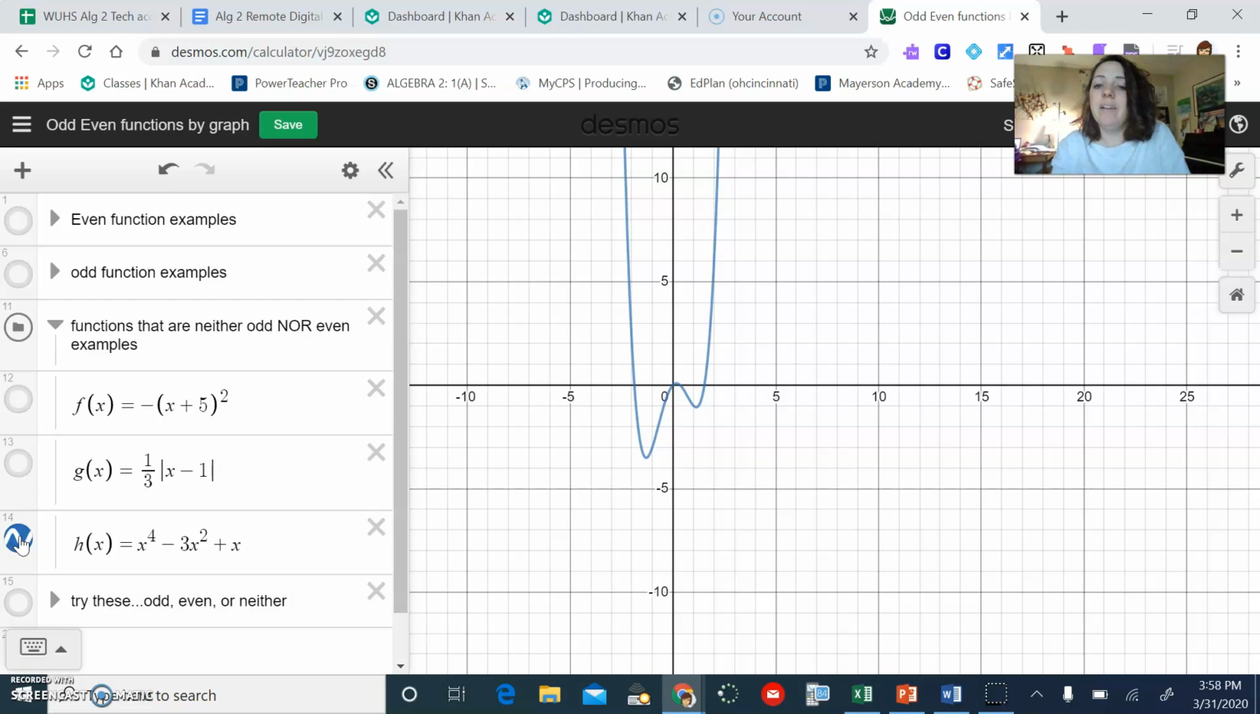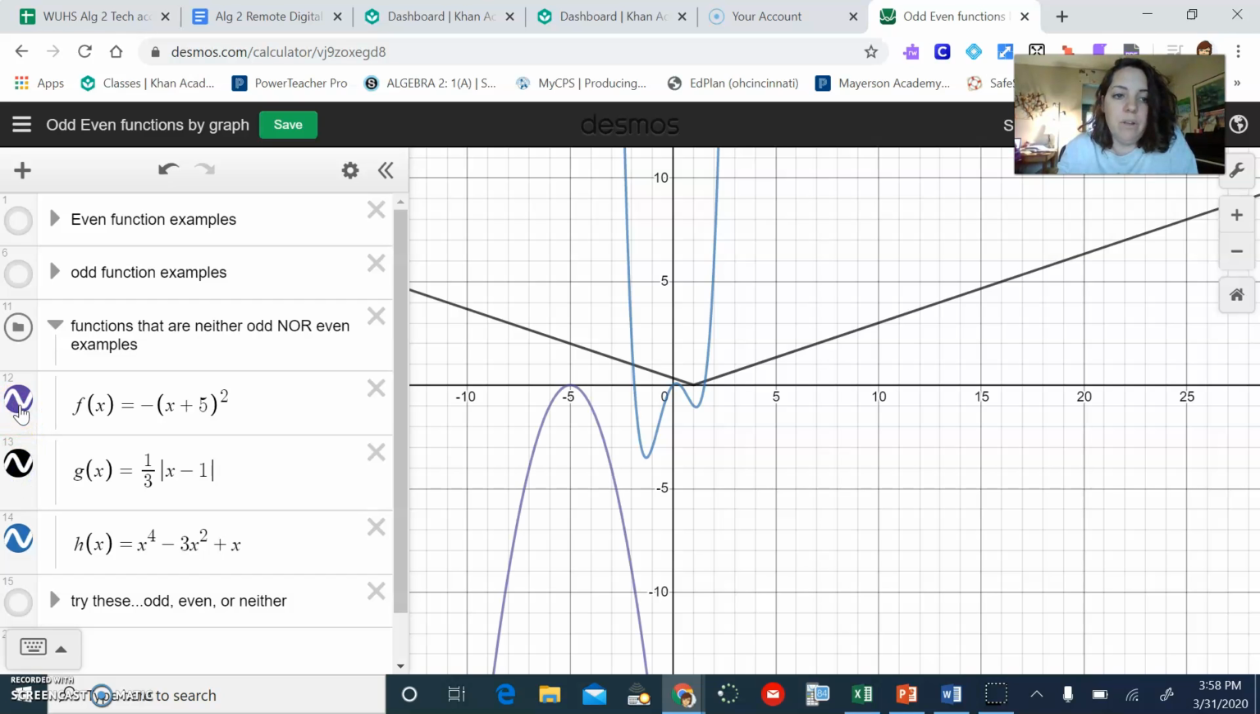This one doesn't even have symmetry, right? I mean, this one's got a small little dip here and then a bigger dip down here. Well, those dips are not the same. So it doesn't even have symmetry. All three of those fall into the category of neither even nor odd. Not even, not odd. Okay?